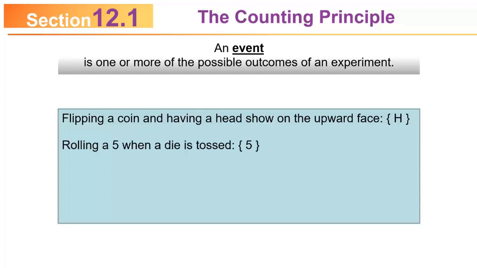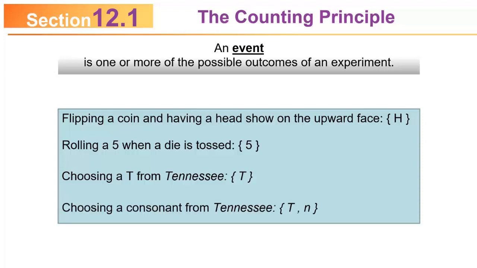Rolling a 5 when a die is tossed is an event. The event will be represented by the set containing the number 5. Choosing a T from the word Tennessee, it would be the set containing the letter T. That would be the event. Choosing a consonant from the word Tennessee: well, there are two consonants in Tennessee. There's a T and there's an N. Those are all examples of events.